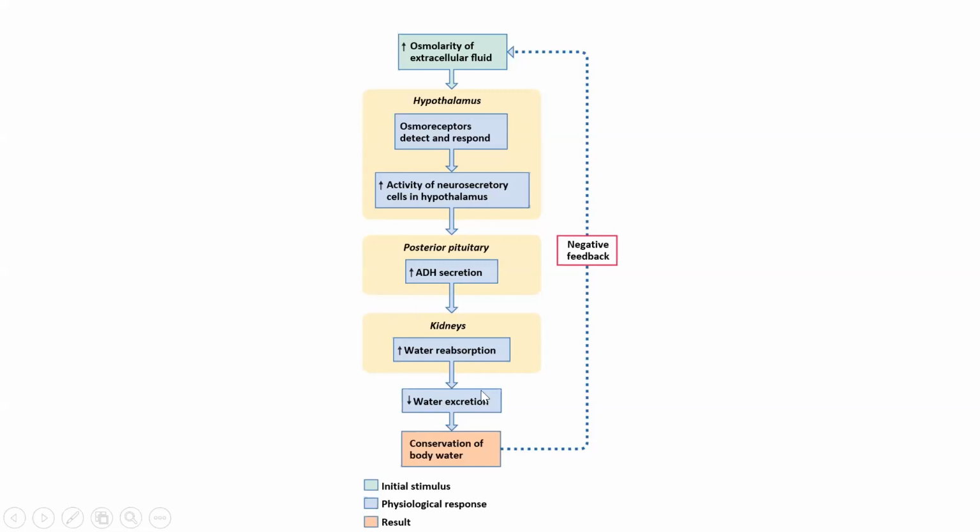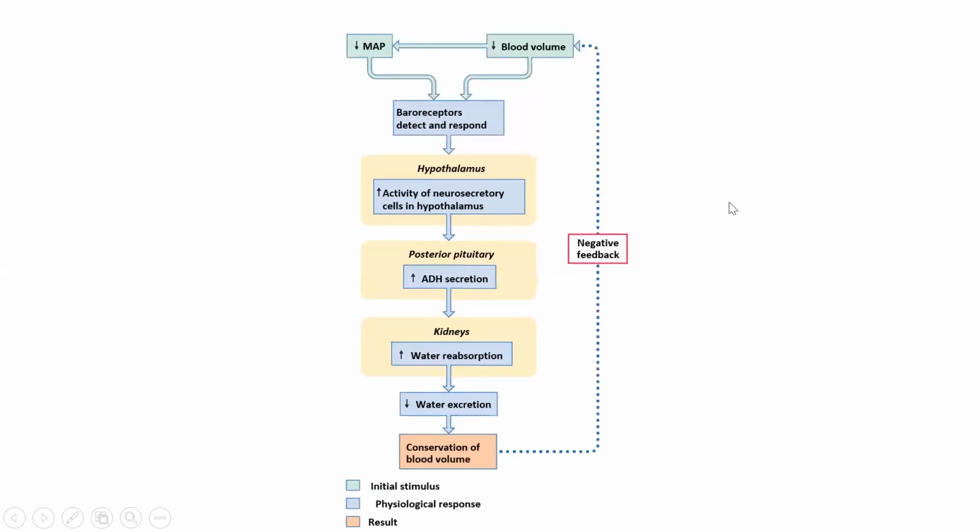The kidneys will get that ADH, and the epithelial cells of the distal convoluted tubule and the collecting duct will insert those aquaporin 2 channels, facilitating more water reabsorption or less water excretion, and that is how we can conserve body water in the face of decreasing blood pressure or decreasing blood volume. And then that will obviously turn off this initial signal as a negative feedback response, okay?